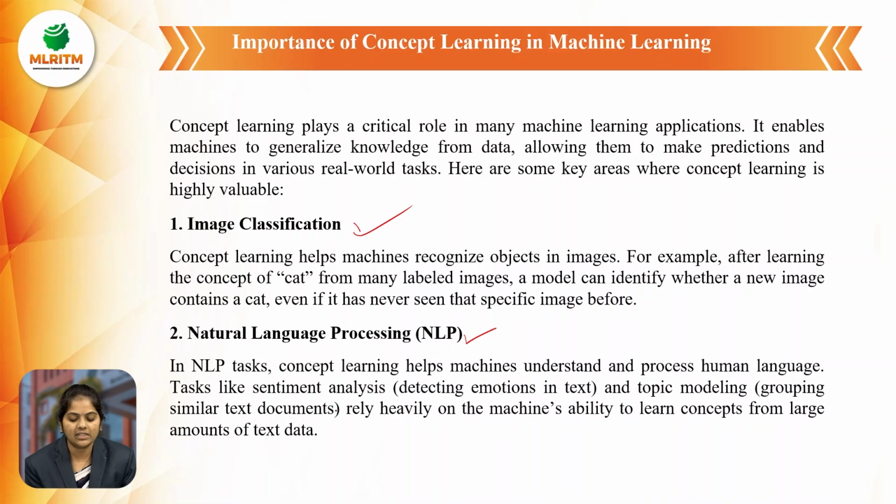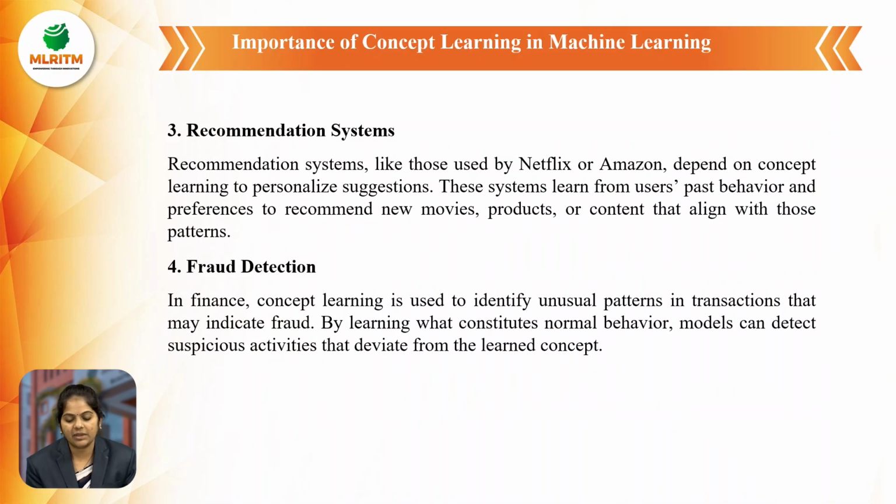And next, tasks like sentiment analysis, detecting emotions in text, and topic modeling, which is grouping similar text documents, rely heavily on the machine's ability to learn the concept from large amounts of data. And next, recommendation systems. Recommendation systems like those used by Netflix or Amazon depend on concept learning to personalize the suggestions. The system learns from the user's past behavior and preferences to recommend new movies, products, or content that align with those patterns.